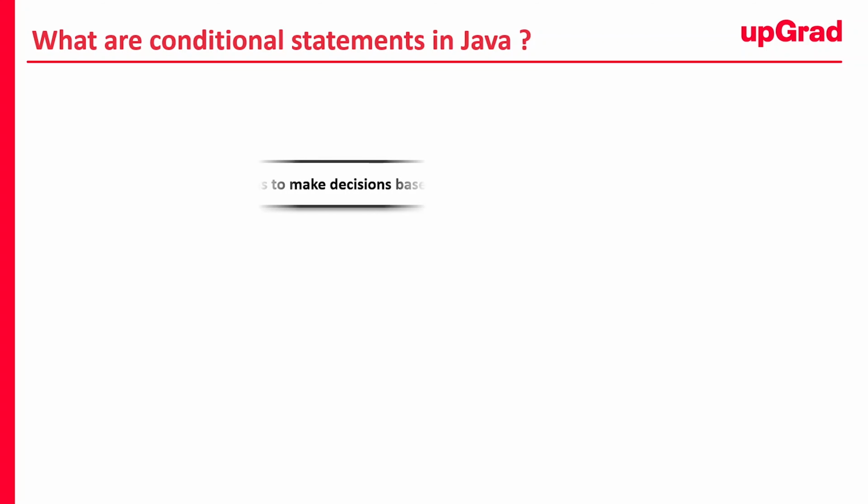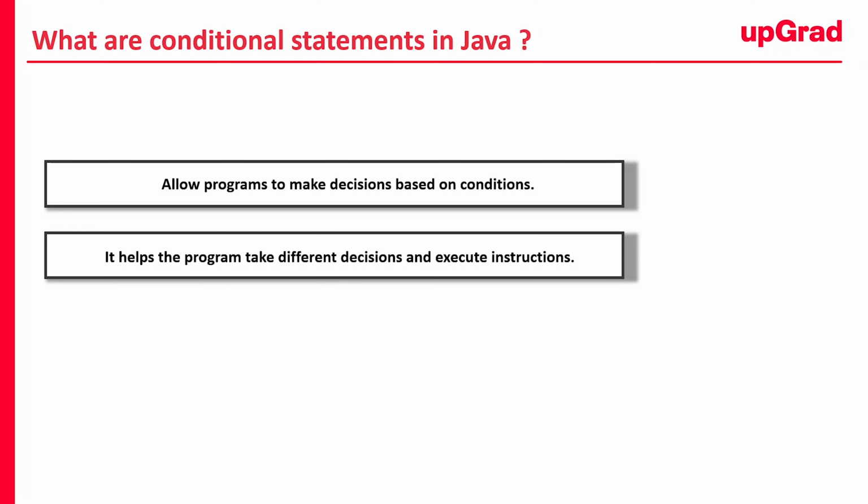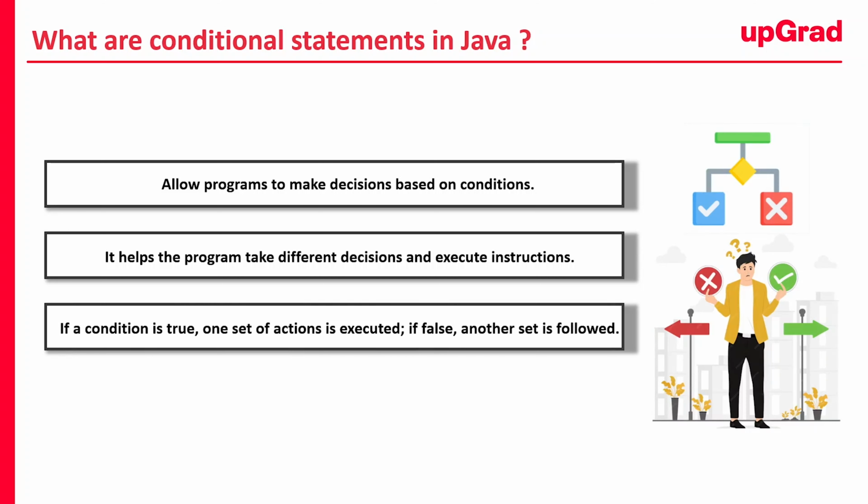So what are conditional statements in Java? Conditional statements in Java allow your program to decide what actions to take, similar to how you make choices in your day-to-day lives. They let the program decide what to do based on certain conditions or situations. For example, if a specific condition is true, the program will take one path and execute a particular set of instructions. But if that condition isn't true, it can follow a different path and do something else.